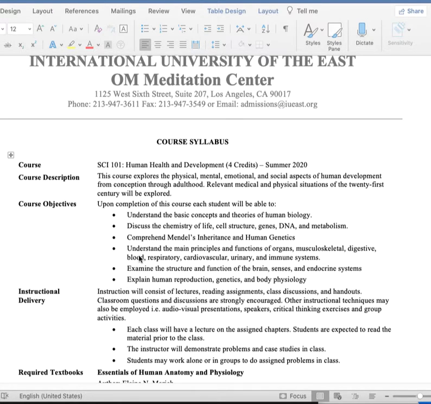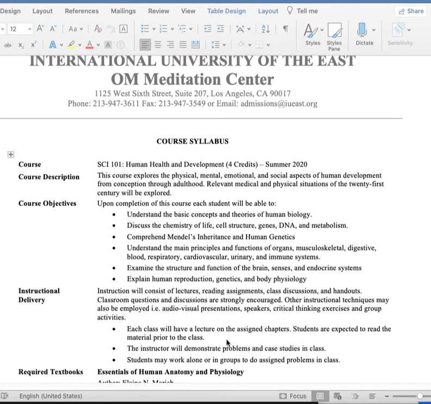In addition to that, you will learn how to examine the structure and function of the brain, senses, nervous system, and endocrine system. Also explain human reproduction, genetics, and body physiology. For reproduction, you might study meiosis and cell division.